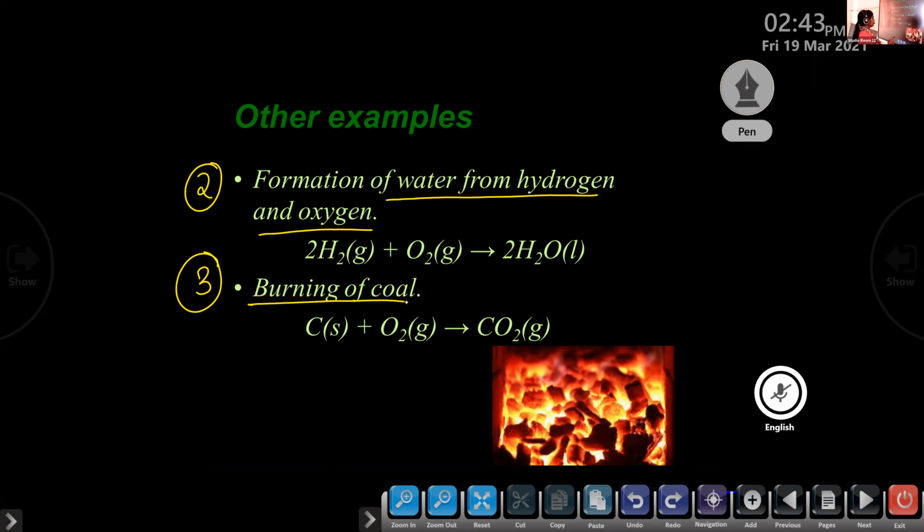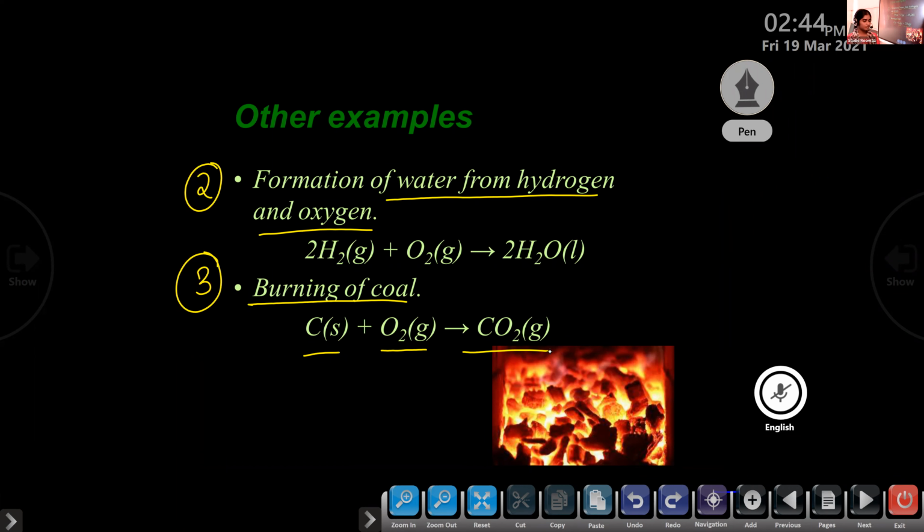And the third reaction, that is burning of coal. Carbon is the main content in coal, right? So this carbon reacts with oxygen to form carbon dioxide. This is also another example of a combination reaction. Here also two reactants combine together to form a single product, that is carbon dioxide. Clear?